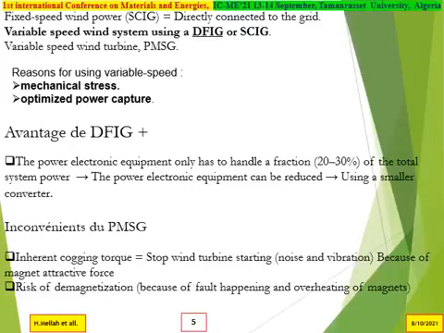The advantages of using doubly fed induction generators: the first one is that the power electronics equipment only has to handle a fraction, between 20 and 30%, of the total system power. The power electronics equipment can be reduced using a smaller converter. The inconvenience of using a permanent magnet synchronous generator is inherent cogging torque, starting noise and vibration because of the magnet attractive forces. The second one is the risk of demagnetization because of faults happening and overheating of the magnet.